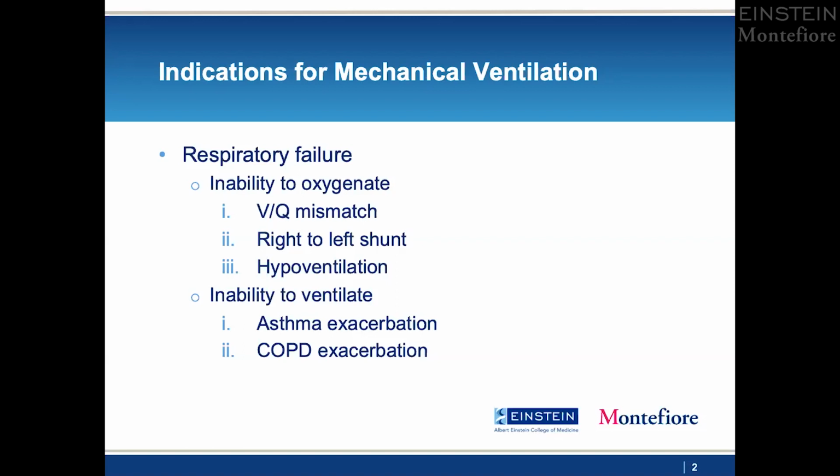Hypoventilation due to drug overdose or neuromuscular weakness is another example of hypoxic respiratory failure. Most common causes of hypercapnic respiratory failure are asthma and COPD exacerbations.